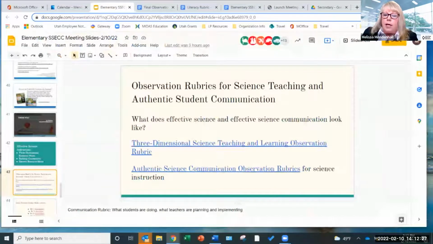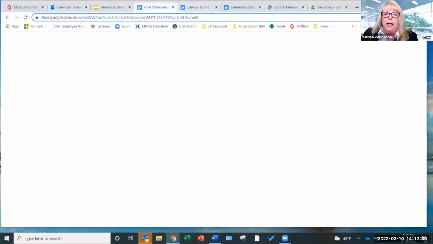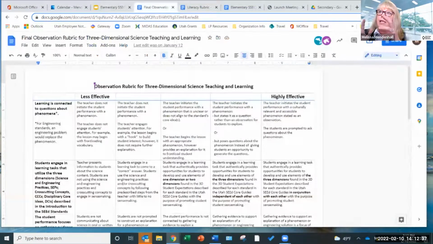So what does effective science and effective science communication look like? We have a rubric for science that really looks at the science piece, because when Jen was talking, she was talking about this idea that we have scientific literacy and we have this idea of literacy. How are we literate in science? And how are those going to work together?